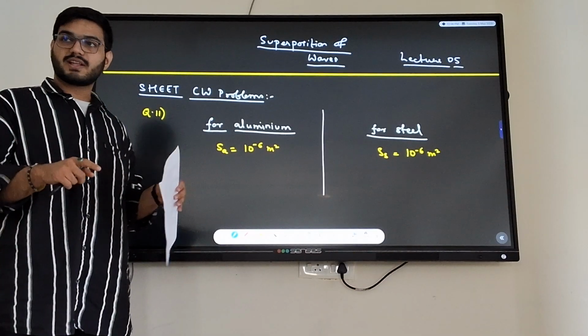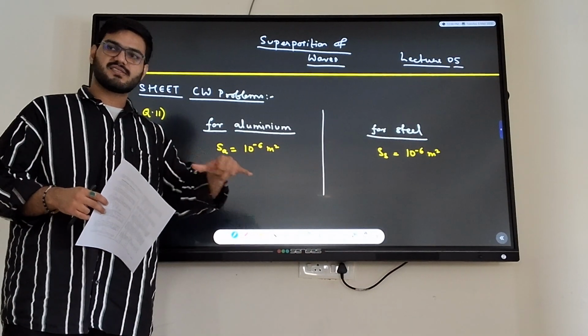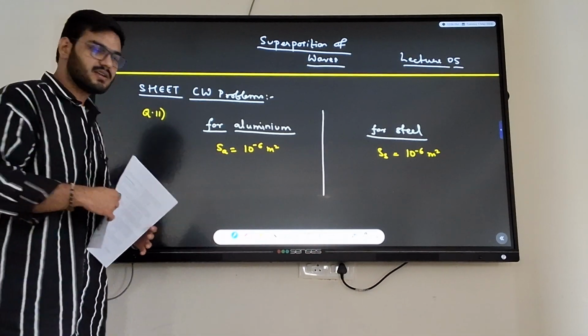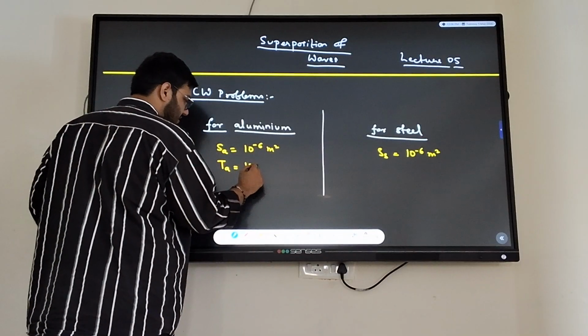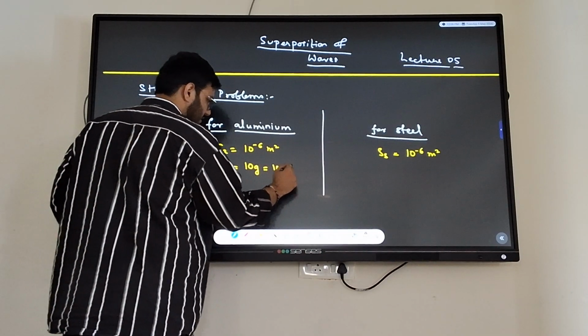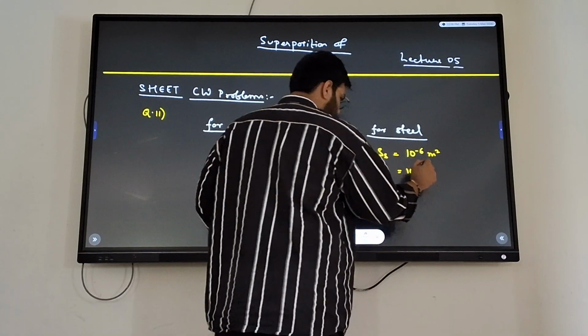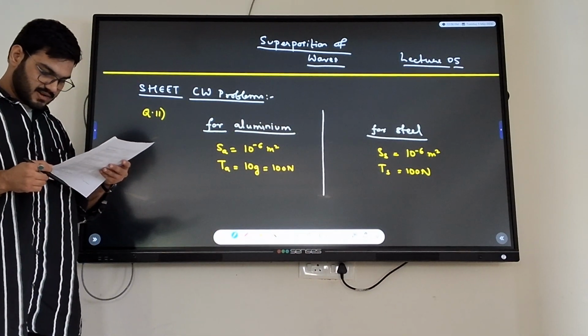That means what will be the tension? It's a single string, na? Maybe it contains different materials. Still it's a single string. So tension will be same. So if the tension here T aluminium is Mg, that's 100 Newton, then it will be the same here. Ts is 100 Newton. So tension is same throughout the string.